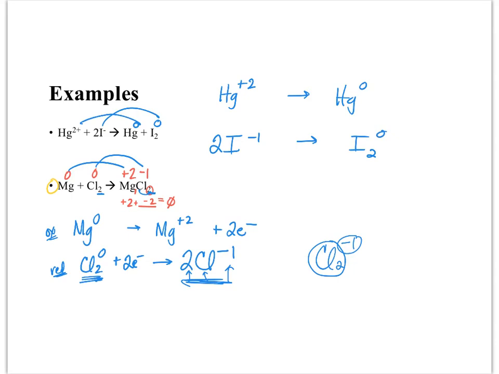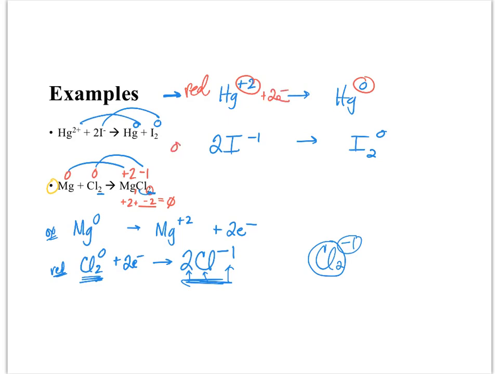So what is going on with the mercury? Which process is the mercury undergoing? Is this being oxidized by losing electrons, or is it being reduced by gaining electrons? Well, since its charge is going from a more positive number and moving in the negative direction, that means that this is being reduced. By how many units? 2 units. So 2 electrons were gained.